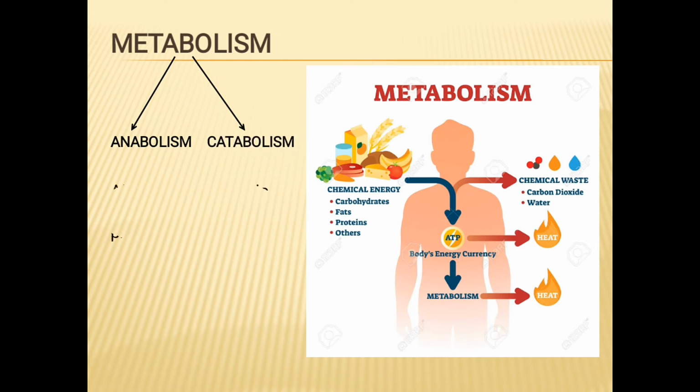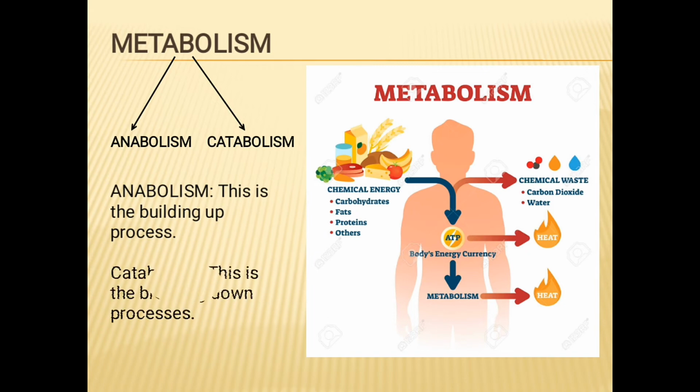Now we have two types of metabolism. We have anabolism and catabolism. Anabolism is the building up process, and it can also be called constructive metabolism. The second one is catabolism. This is the breaking down process, which can also be referred to as destructive metabolism. And in catabolism, when larger molecules are broken down into simpler ones, it results in the release of waste products of metabolism, which are released out from the skin and lungs.